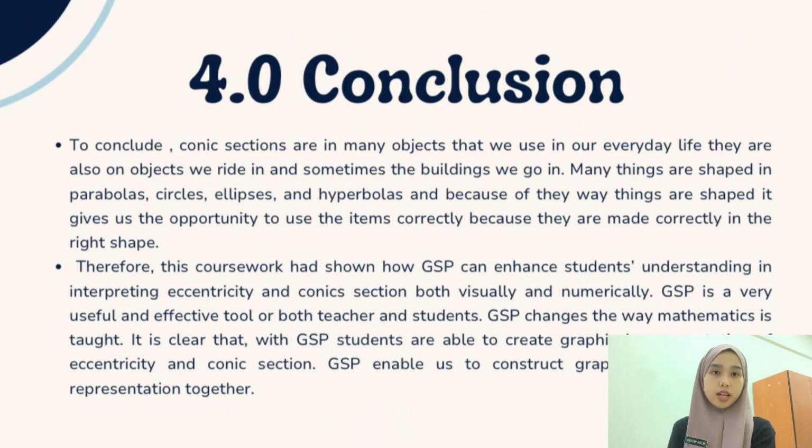And last but not least is 4.0, the conclusion. To conclude, conic sections are in many objects that we use in our everyday life. They are also in objects we ride in and sometimes the buildings we go in. Many things are shaped in parabolas, circles, ellipses, and hyperbolas, and because of the way things are shaped, it gives us the opportunity to use the items correctly because they are made in the right shape.